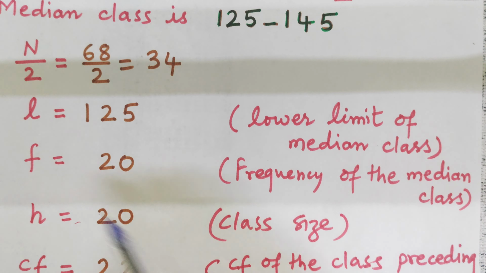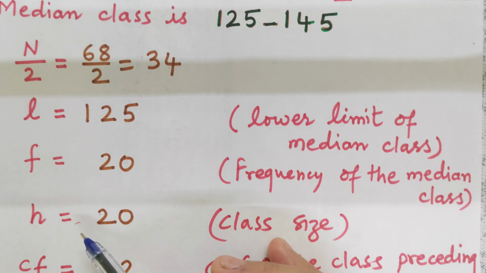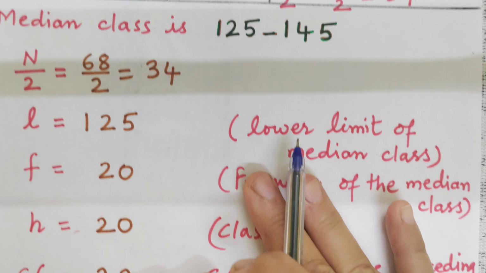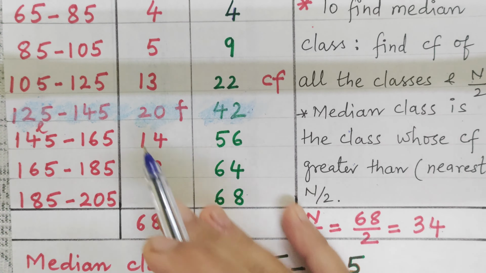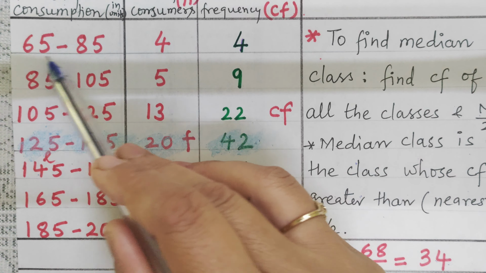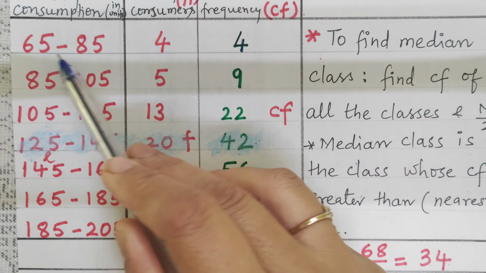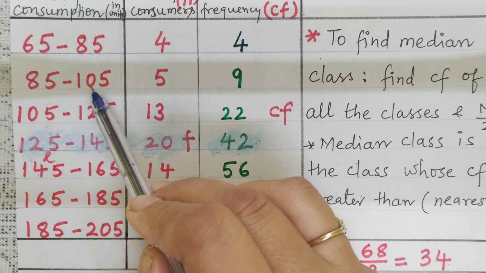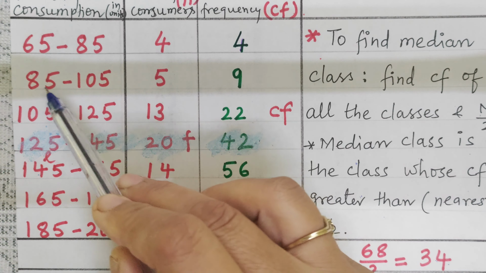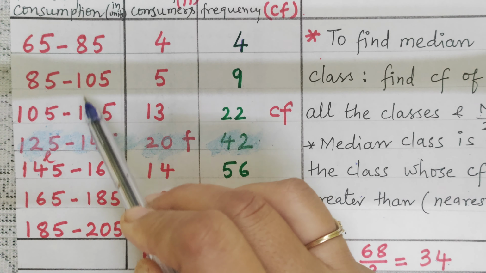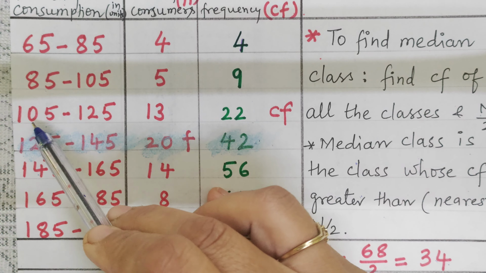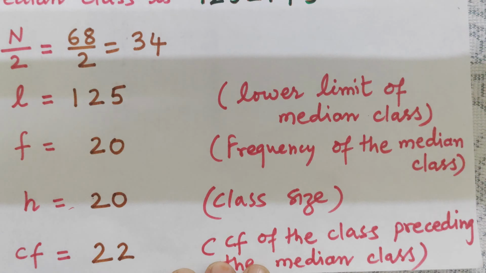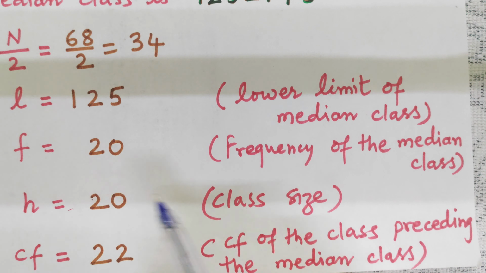And h is the size of the class. How to get class size? Whenever you subtract lower limit from upper limit, you will get the class size. 85 minus 65, 20. Subtract 85 from 105, we get 20. If we subtract 105 from 125, we'll get 20. So the class size is 20.